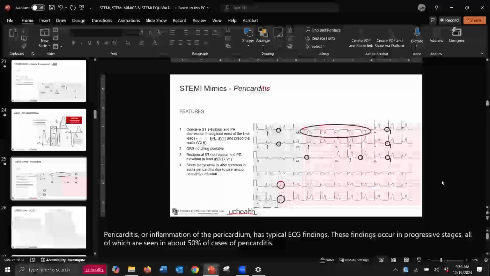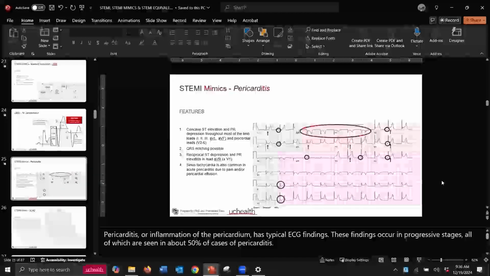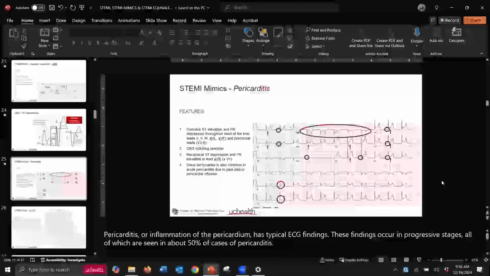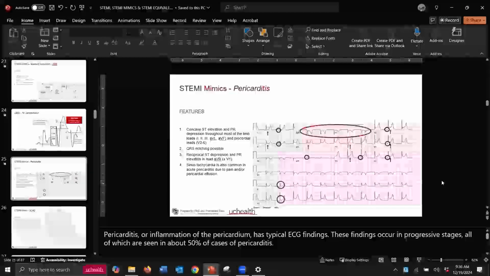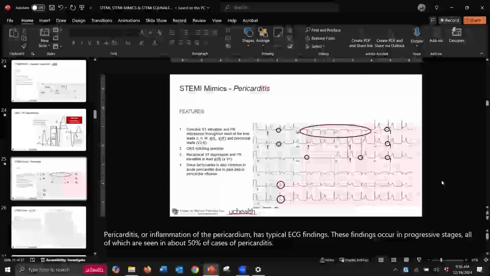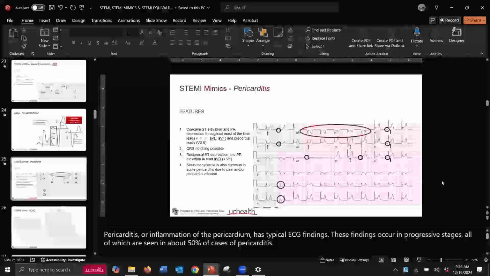What do we think about this patient historically? What does their chest pain feel like? It's typically sharp and stabbing, right? As opposed to the magic pressure. And what typically alleviates it? Leaning forward. Leaning forward, absolutely, to get that pressure off that pericardium. Okay, so those are some of the differentials.